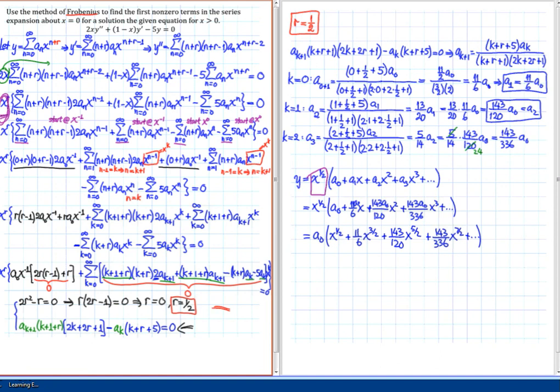And we find for r. There's two values for r here, but I only use one value of r equal to 1/2 to write the solution. And then we substitute in recursively, we can find all the coefficients in terms of A0. And then we can write all of them in terms of A0, and then factor it out, and then we should have the solution.